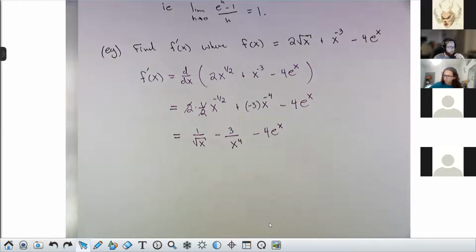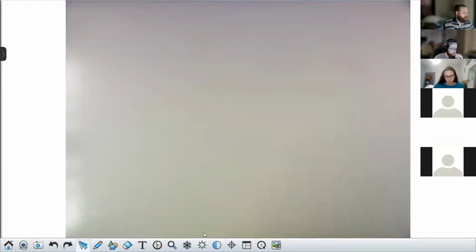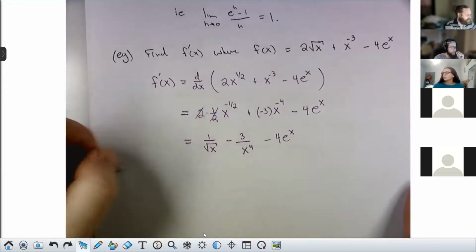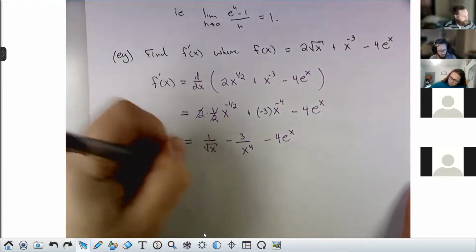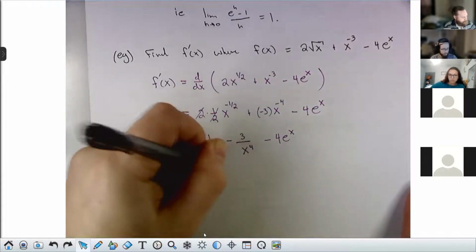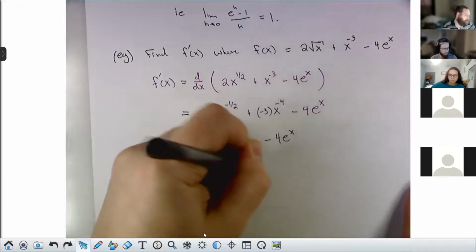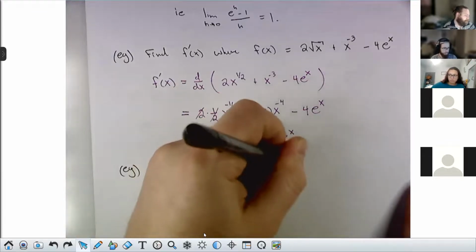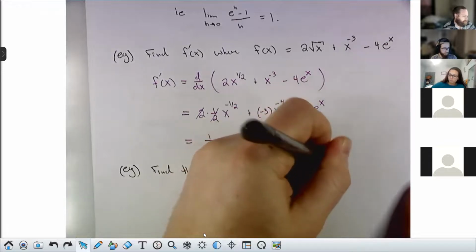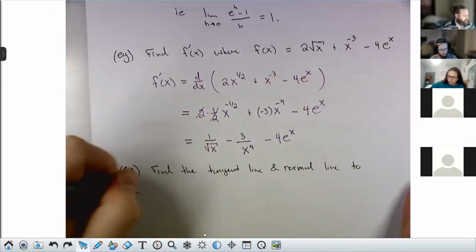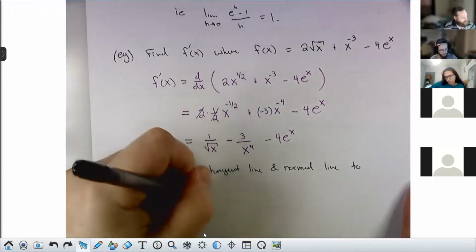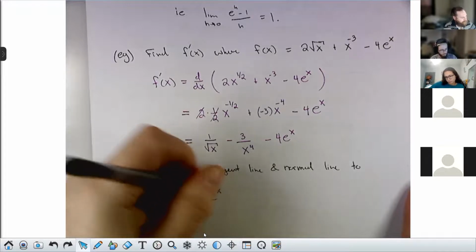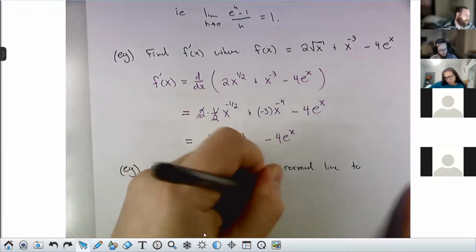Besides new differentiation rules, there's one bit of terminology that shows up in this homework set for the first time. And that is the concept of a normal line. So let's find the tangent line and the normal line to the function 2x plus e to the x at x equals 1.